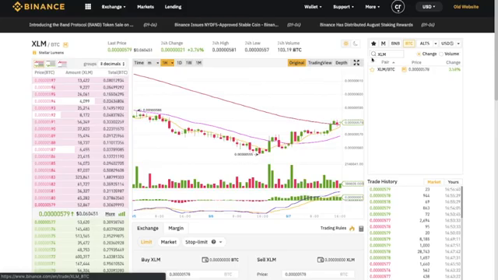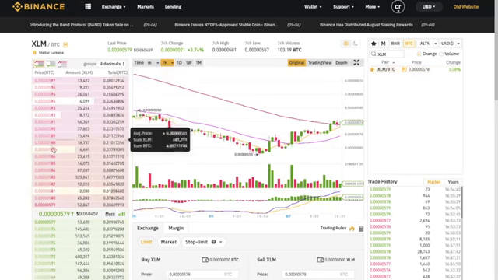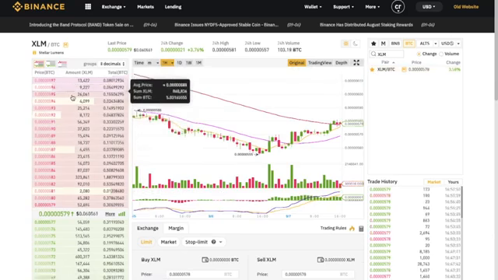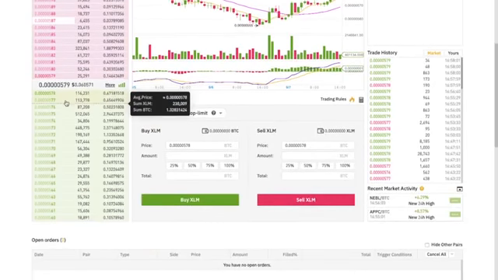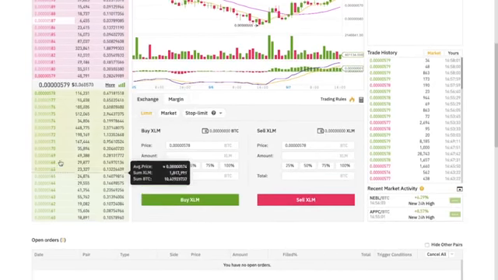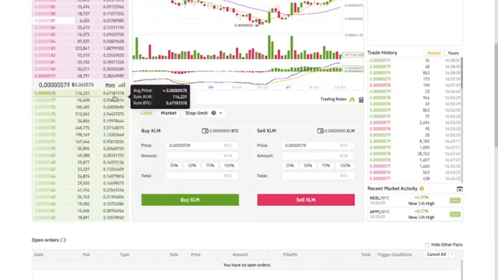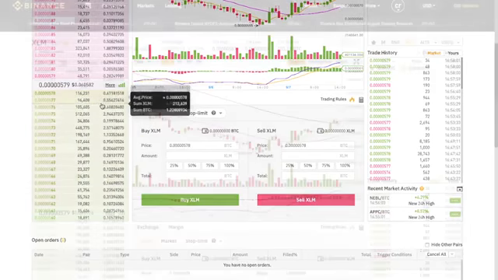Now, if this is a pairing that I like to use regularly, I can also mark that as one of my favorites so that I don't have to scroll through every single time. And then in this red section here is all the sell orders. So it gives me an idea of the price, the amount that's actually being sold, and the total in Bitcoin. At the bottom here is all your buy orders. So again, it gives you exactly the same information on this screen.